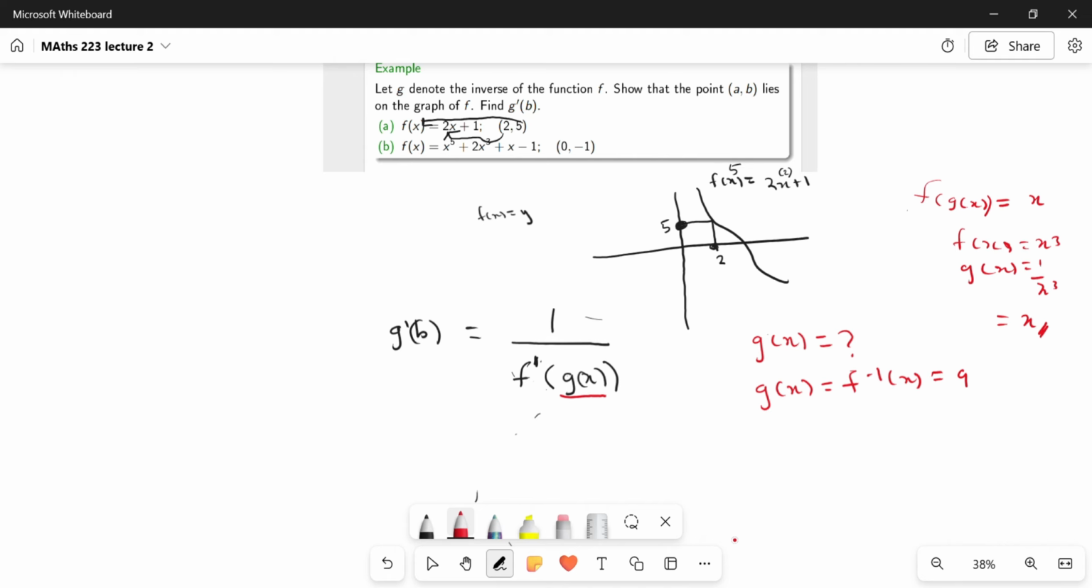Now, we have been asked to find g of b. The b has been given. So we are to find, oh, where is it? Okay, this is my pen. Let me quickly rewrite this.